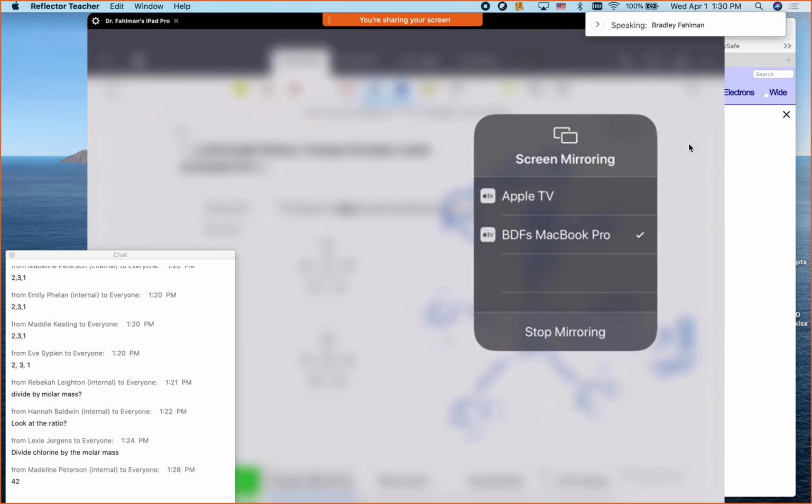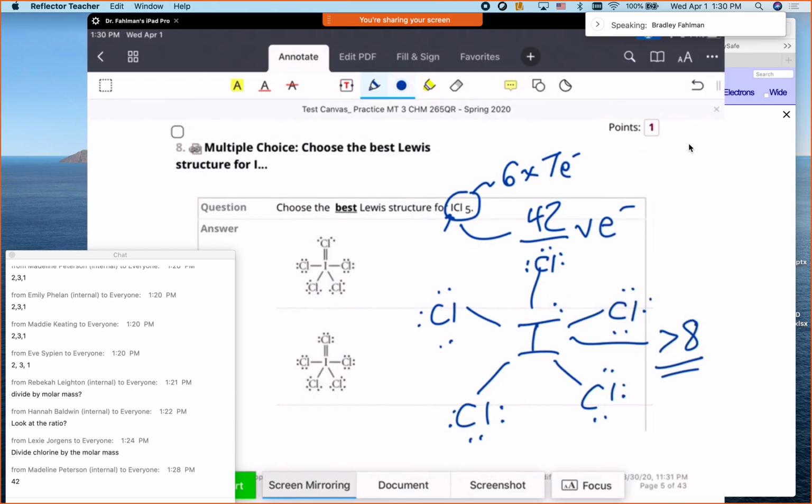Iodine is surrounded by a lot of electrons, right? So you've got 2, 4, 6, 8, 10, 11, 12. It actually has 12 electrons around it, okay? But that's totally fine, okay?